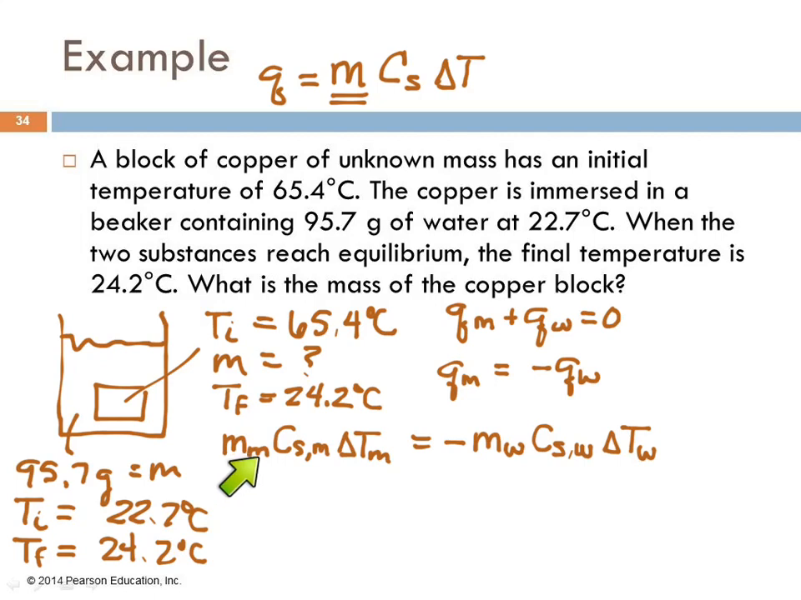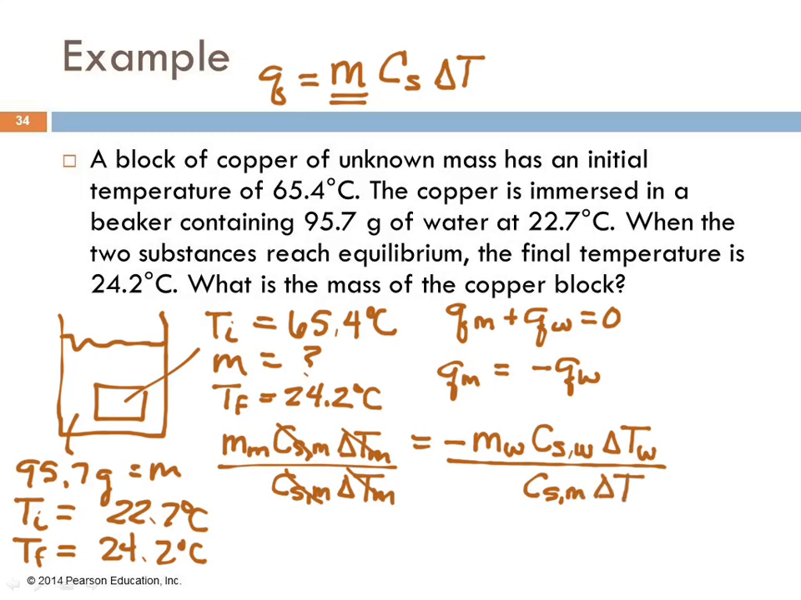I know it gets a little weird looking with all these subscripts, but we have more than one M and more than one T, and so we have to keep track of what they are. So I'm going to rearrange this. I'm going to divide by the specific heat capacity of the metal and the change in temperature of the metal, because I want those to go away, to get to the other side of the equal sign. If I do that to one side, I have to do that to the other side. So now I have an equation that's giving me the mass of the metal.